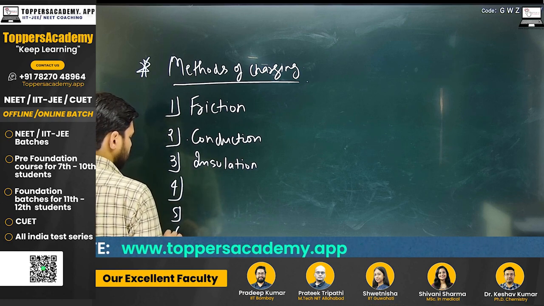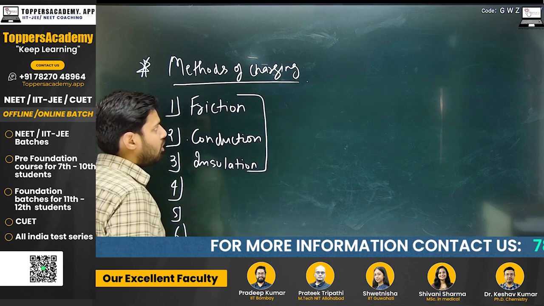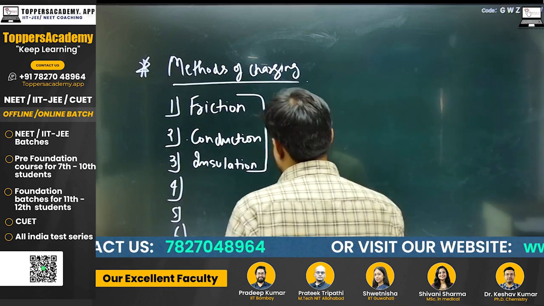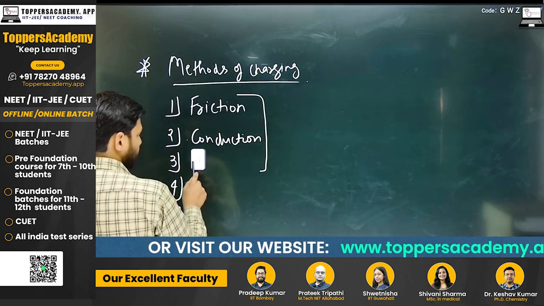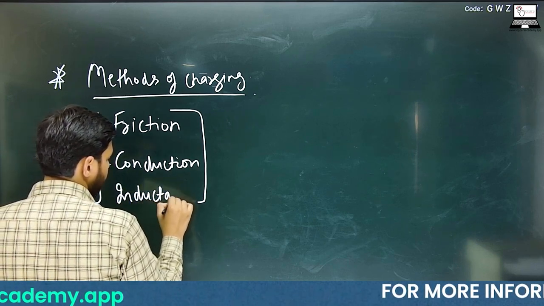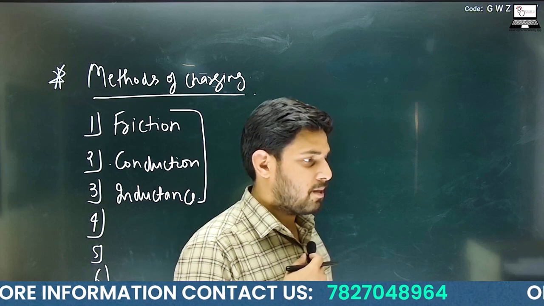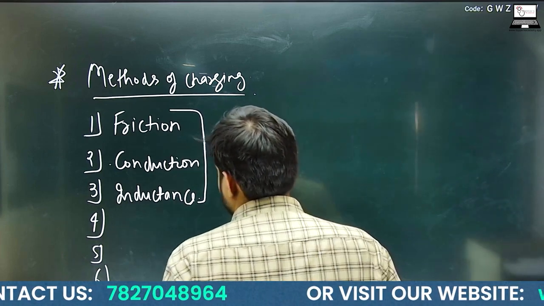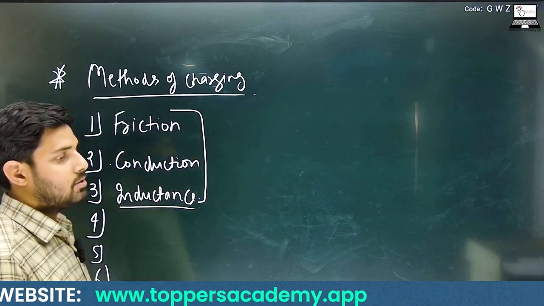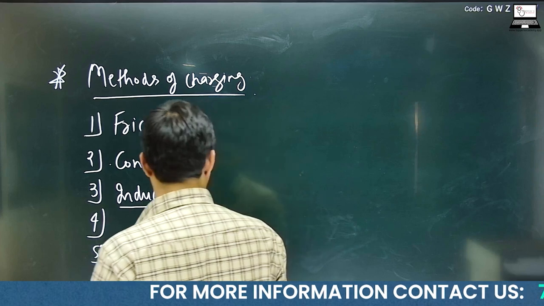There are a total of six methods in your syllabus, in which the major part will be these three: friction, conduction, and induction. Sorry, I said insulation by mistake. Opposite of conduction is induction. So these are the three processes by which we can charge objects.